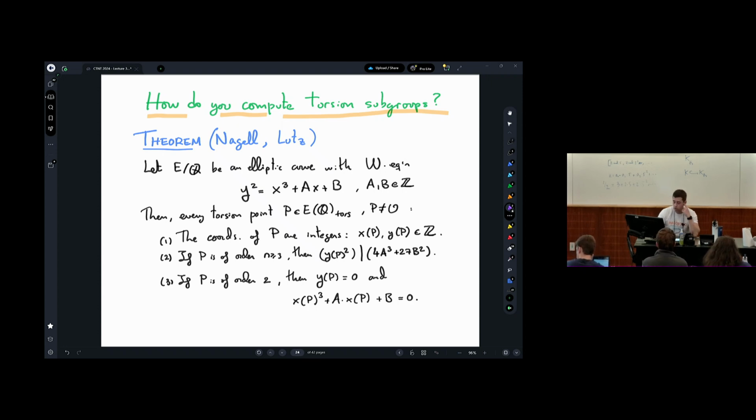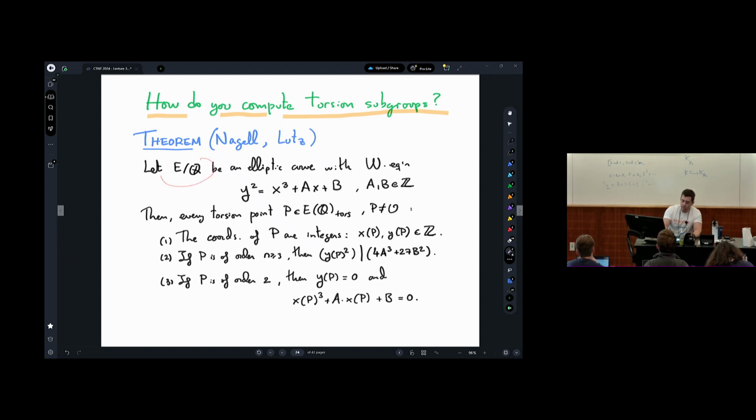Okay, but in general, if you have an elliptic curve over Q or over a number field, how do you compute the torsion subgroup? I'm going to teach you two different methods. One method is what's called the Nagell-Lutz theorem. These are two people that proved this independently. The Nagell-Lutz theorem tells you that there's a very easy, simple algorithm to compute the torsion.